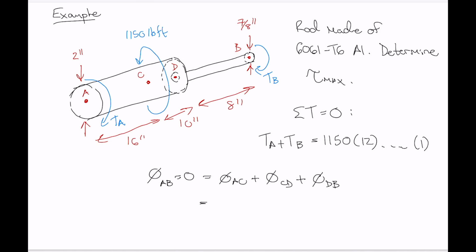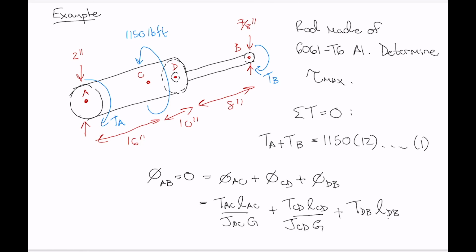Okay, so now all we do is expand this out using our equation for angle of twist. So for segment AC, we've got the torque in AC, the length of AC divided by the J value for AC, and G, the modulus of rigidity, and I won't put a subscript on G because the whole thing's 6061 T6 aluminum. Plus internal torque in CD, length of CD, over the J value for CD and G, plus internal torque in DB, length of DB, over the J value for DB and G.